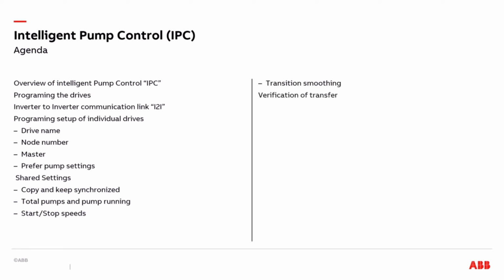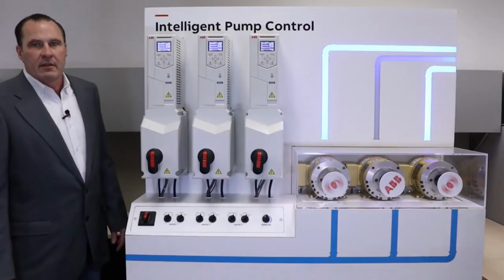We'll verify the information is being transferred. We'll do the PID setup, and we'll look at parameter groups, group 76 and group 77. We'll do a running example. We'll do a fault example. Now let's go on to a review of what intelligent pump control is.